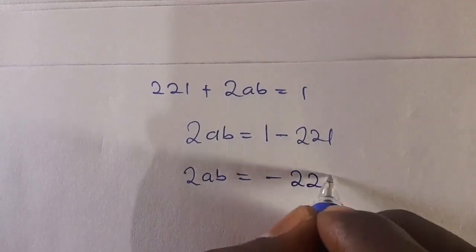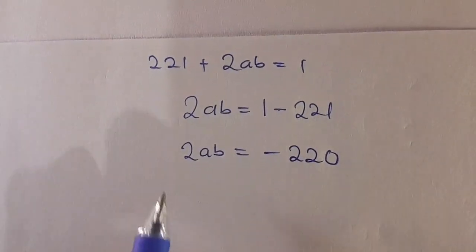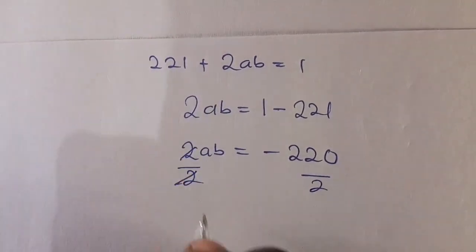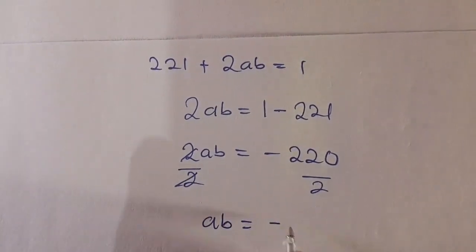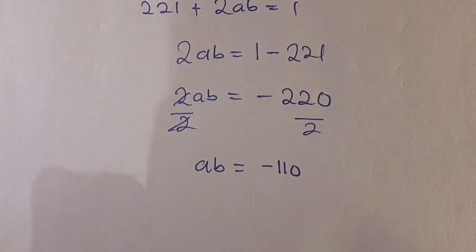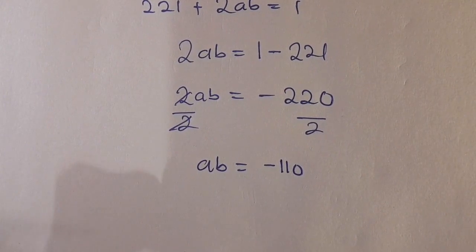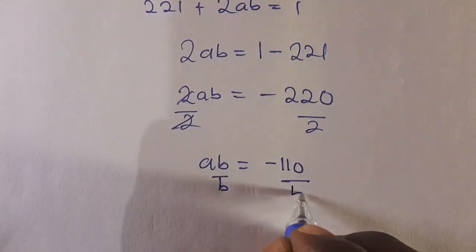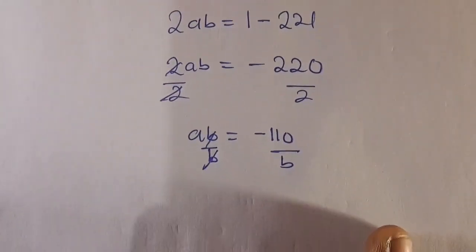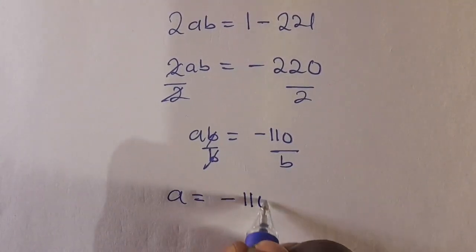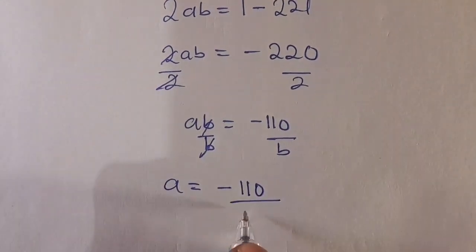Then we have our 2ab equals minus 220. Then we can divide both sides by 2. By dividing both sides by 2, this will take away this. Then we have our ab equals minus 110. And probably we can get the value of a by dividing through by b. This will take away this. Then we have our a equals minus 110 divided by b.